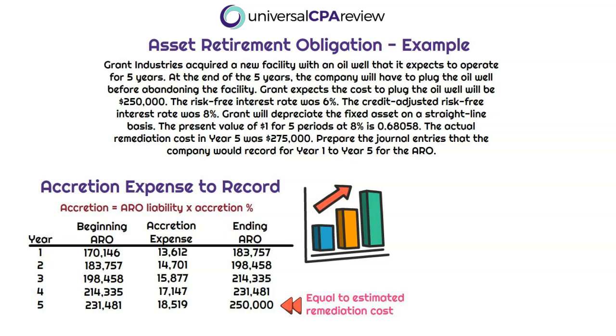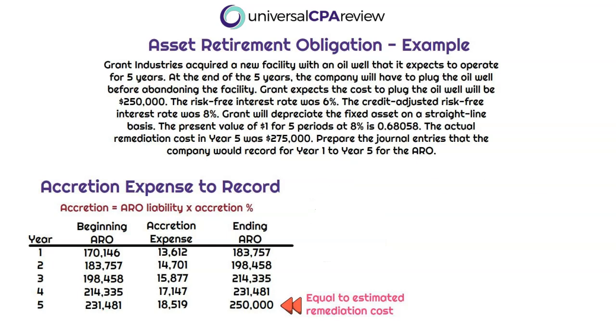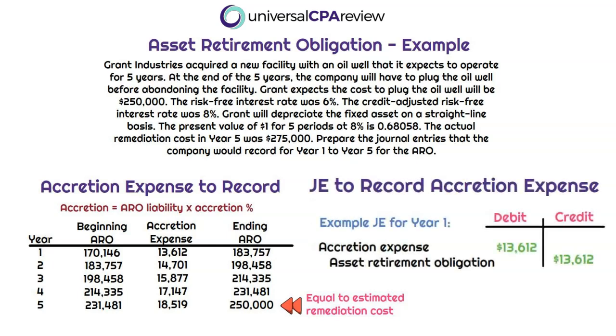Right? So when we look at the journal entries, it's not going to be the same amount for every year, right? We're going to have to prepare these tables, and the question could be focused on any one of these specific years. So if we look at the example journal entry for year one, well, accretion expense would be debited for $13,612, and then we would credit asset retirement obligation for the same amount, right? If they asked about year two, it would be different. And same with the years 3, 4, and 5. Right, so that is the calculation for recording accretion expense. Make sure you know how to prepare that table as well as the journal entry.